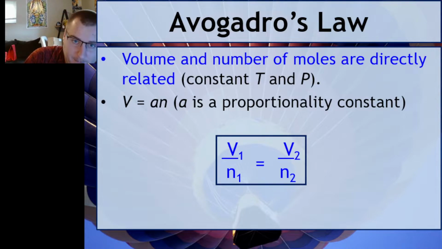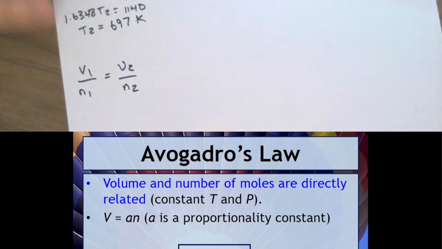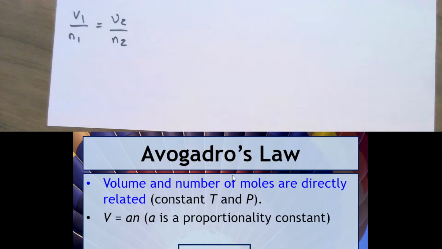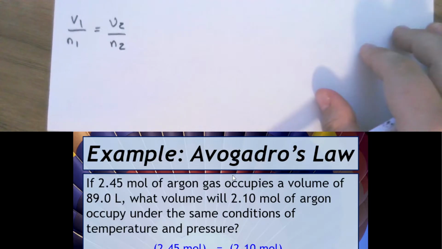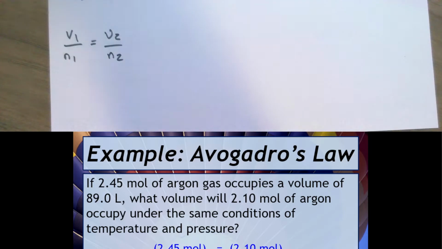All right. I'm going to write down the equation because we're going to do a practice problem. I have 2.45 moles of argon gas occupying a volume of 89 liters. What volume will 2.10 moles of argon occupy under the same conditions of temperature and pressure?